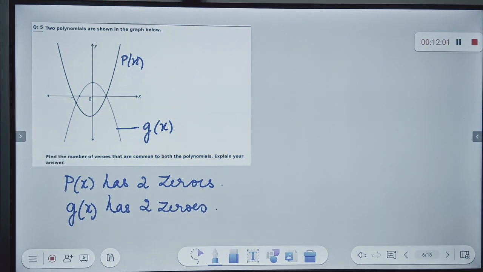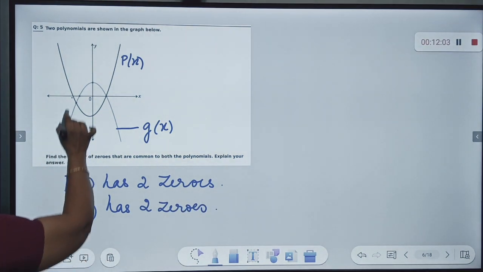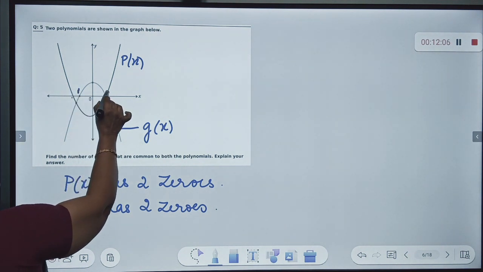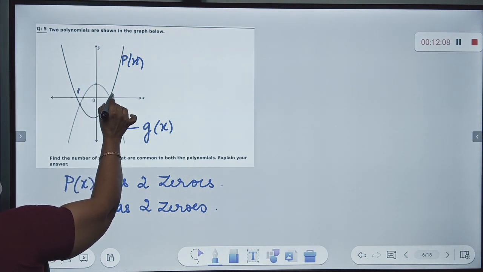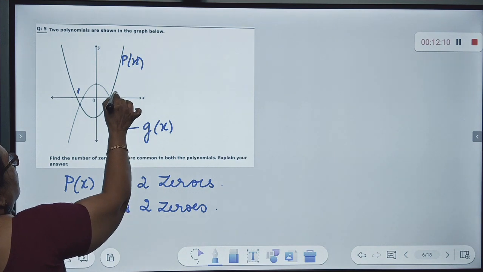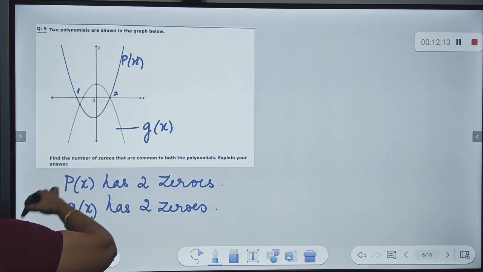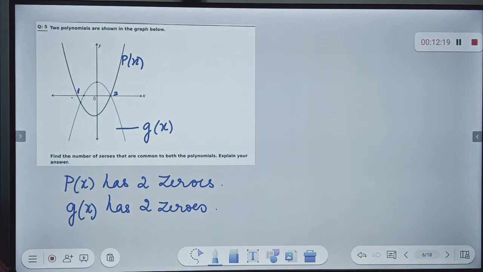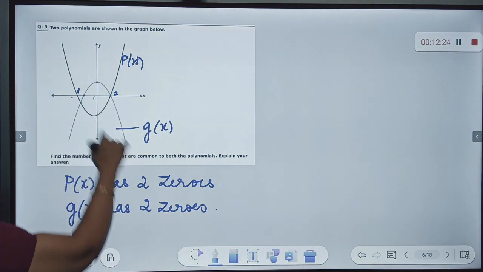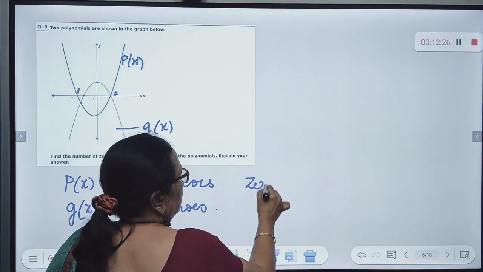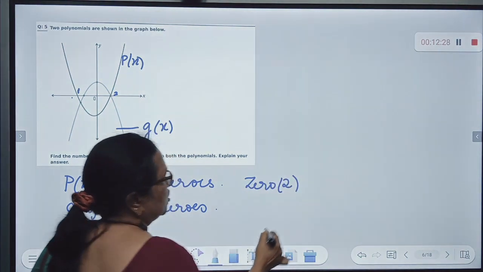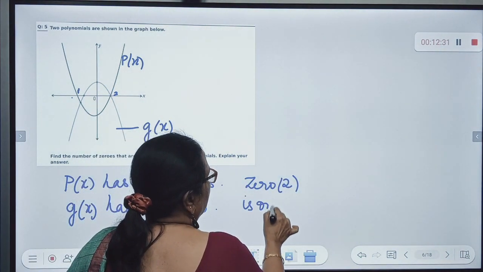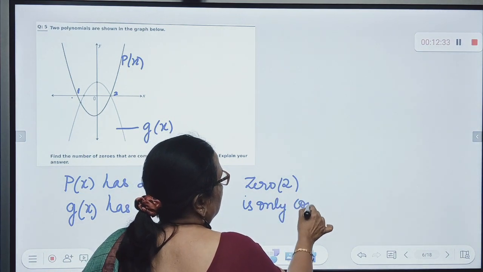But if you look at the number of zeros for p of x, this is 1 zero and this is 2, the second zero. If you look at g of x, this is the zero for g of x, right? So how many are common? Common is only the zero 2. The zero 2, which I have indicated as 2, is the only one common to both the polynomials.